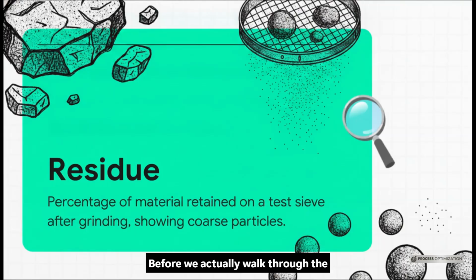Before we actually walk through the plant, we gotta nail down our two hero metrics. First up, we have residue. Think of residue as essentially a search for the chunky, unground pieces that got left behind. We measure this by passing the ground material through standard test sieves, usually right around 45 to 90 microns. Whatever doesn't pass through, well, that's our residue. So a high residue number literally just means you've got way too many coarse particles.